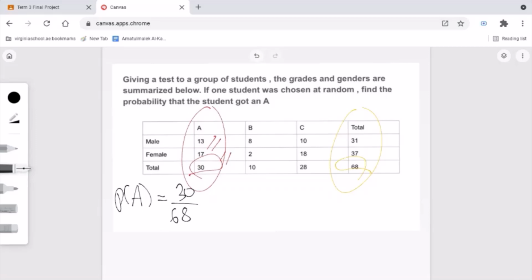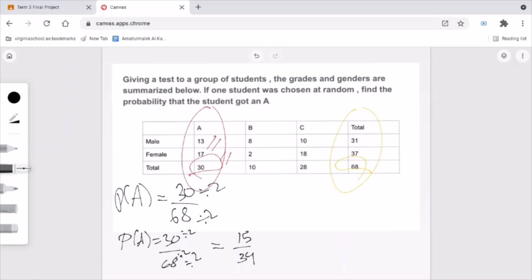We do want to make sure that the fraction is in simple form. Notice that 30 and 68 do share a common factor of 2. So we're going to divide by 2 and here divided by 2. So P equals 30 divided by 2 and 68 divided by 2. And the answer is here, 15 over 34. This fraction is in simple form.